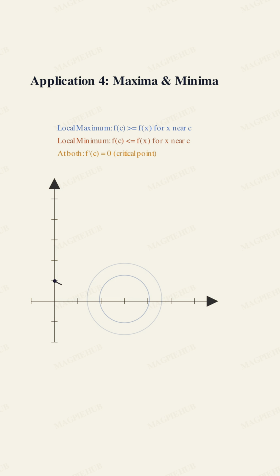Application 4, maxima and minima, the most important application of derivatives. A local maximum is a point where the function value is greater than or equal to all nearby values. A local minimum is where it's less than or equal to nearby values. At both maxima and minima, the first derivative equals 0, these are critical points. On the graph, the tangent line is horizontal at both the local maximum and local minimum, the slope is 0.